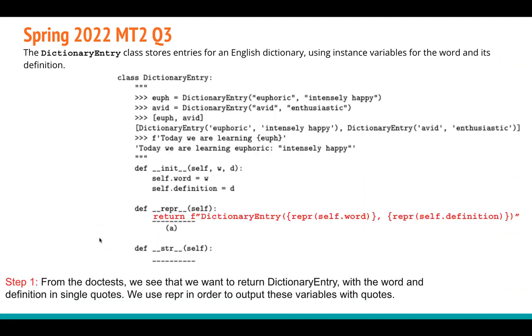So first off, we'll look at the repr method. In this case, we'll be referring to the list containing youth and avid, which is just a list containing these two objects. So we'll be looking at how the object is represented as a string. And looking at this, we see that we want to get dictionary entry, parentheses, and then in quotation marks, euphoric, and then comma, in quotation marks, intensely happy, and then another comma. And that's how we want to represent our object. Since we want to use these names euphoric and intensely happy, which are specific to a certain instance of a dictionary entry, we want to be using an F string so we can substitute those with the actual word and the definition for that instance.